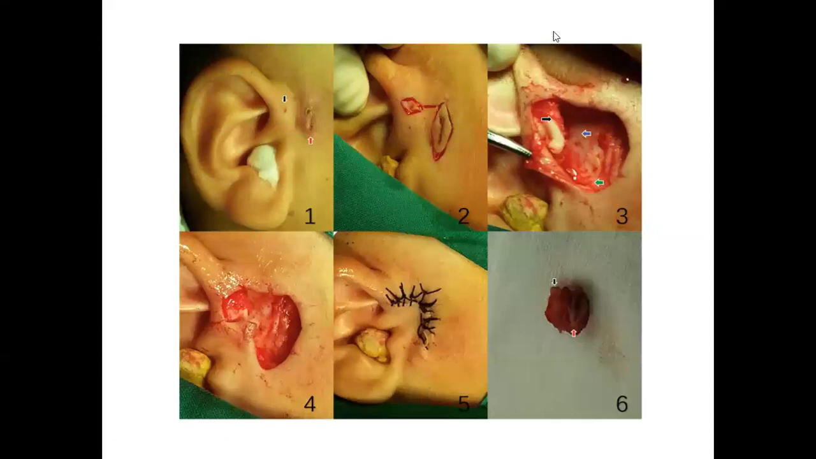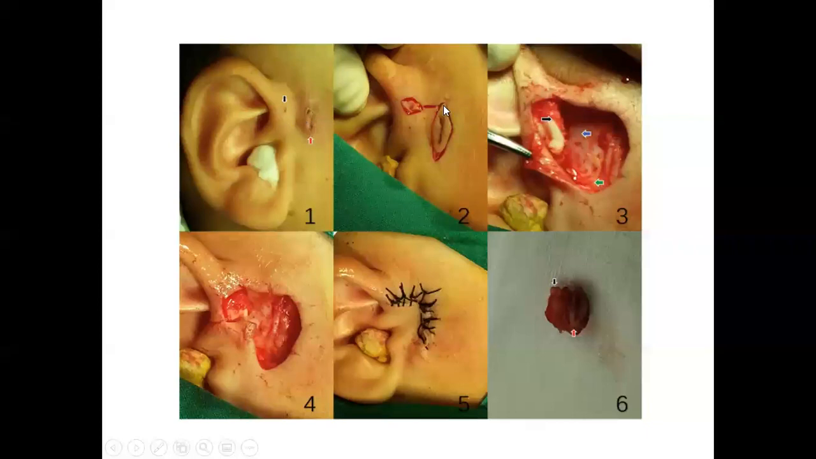Now again, this is the opening, this is the crus helix, this is the tragus, and in between is this opening known as the preauricular sinus. There was a swelling, infection, and redness, which has been treated, and now there is no redness, no swelling, but this tract is present from here up to here, right? So this is basically the tract which we have to remove.